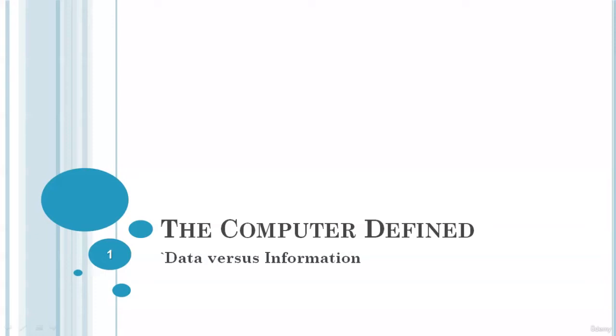In this lesson, we will discuss how we may define a computer. We will also discuss what are programmed instructions, and lastly, we will try to understand the difference between data and information with examples. Now let's get started.